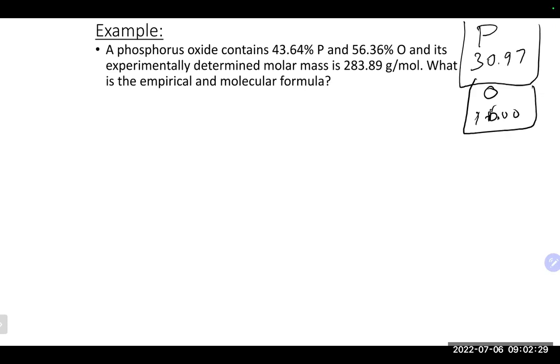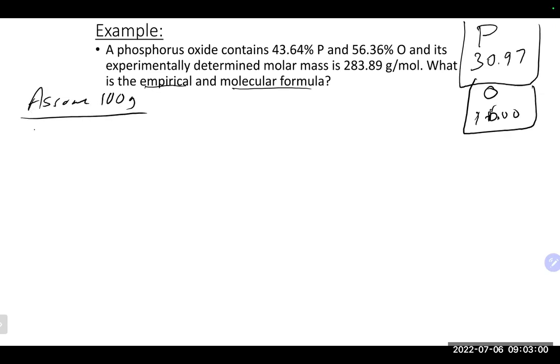Okay, so let's take a look. In this case, we are looking for both formulas, so might as well start with the empirical. We are given the percentages of each of the elements, so we just want to quickly make sure it does add up to about 100%, which it does. If it doesn't, then clearly some element is missing. Since it does, we can just assume we have 100 grams of it, like we've talked about, and that's going to keep the numbers the same.